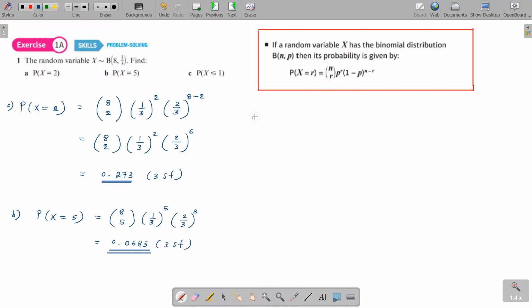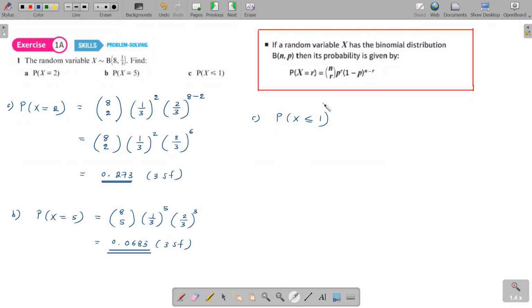All right, let's move on to part C. In part C, they say to get the probability that x is less than or equal to 1. What do you mean by x is less than or equal to 1? I want to find the probability that out of 8 trials, I have one or a lesser number of successes. The probability that we will have one success or less than that.